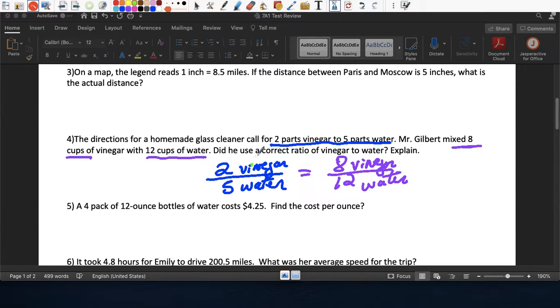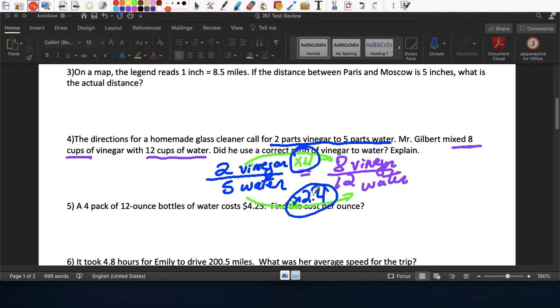Well, this one's kind of easy. The numbers are kind of nice. How did the 2 become 8? Times 4, right? So if this was in proportion, the 5 should have been multiplied by 4. 5 times 4 is 20, so he should have used 20 water. But he didn't. What did he actually use? Well, we can find out. We divide 12 by 5, we get 2.4. So he multiplied the water by 2.4.